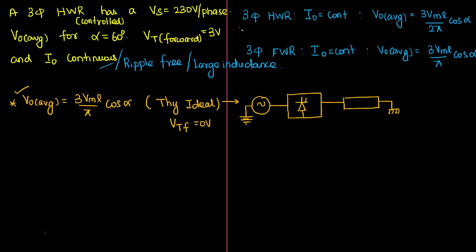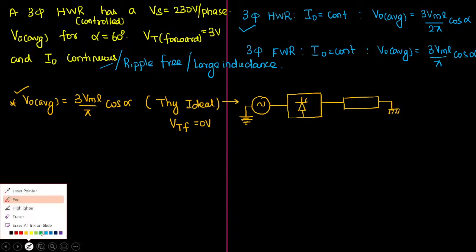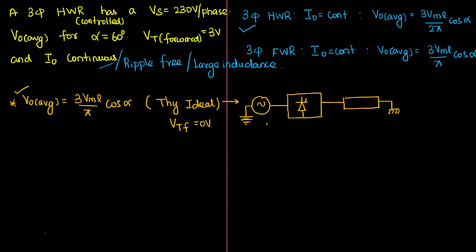I have written two formulas here, right? Three phase half wave rectifier and full wave rectifier formulas we have written. So these formulas are valid, only if this thyristor is ideal. If it is ideal, then whatever the supply voltage that you are giving, based on the thyristor firing angle alpha, you can observe the output voltage. We can write whatever the expressions.